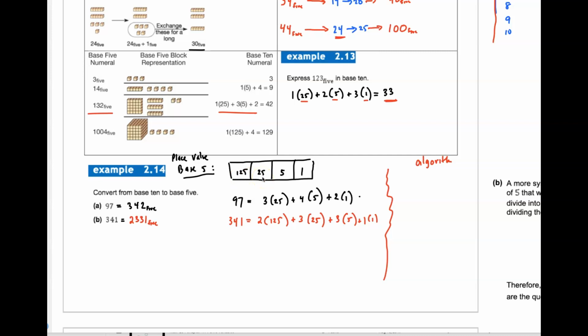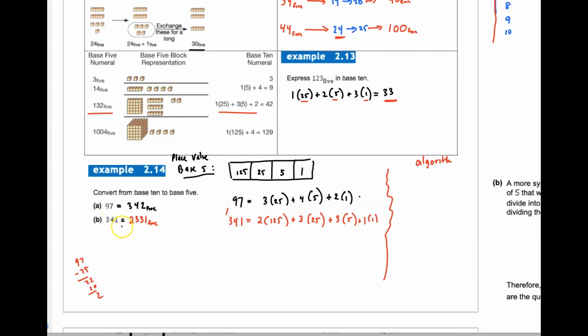How many times does 25 go into 97? 3 times, and that's 75. What's left over is 22. That's the calculation going on in my head: 97 minus 75 is 22. Then you ask, how many times does 5 go into 22? It goes 4 times, that's 20. What's left over is 2. And so that's where you get the numbers 3, 4, 2: 3 25s, 4 5s, and 2 1s.